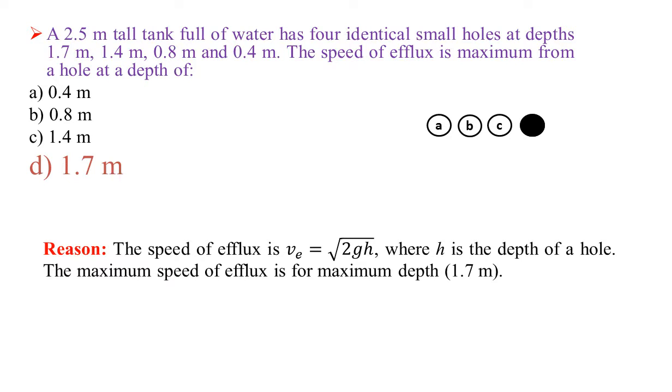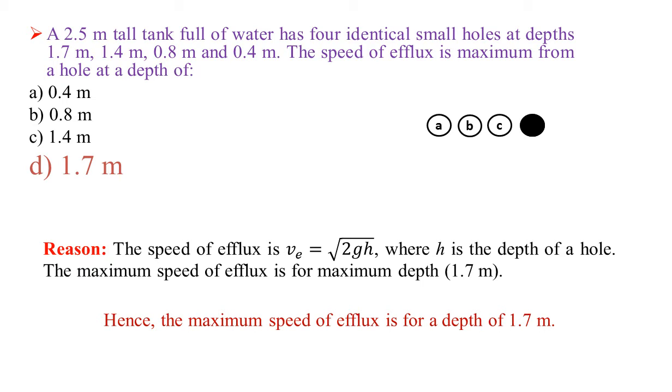Reason: the speed of efflux is Ve = √(2gh), where h is the depth of a hole. The maximum speed of efflux is for maximum depth, which is 1.7 meter. Hence, the maximum speed of efflux is for a depth of 1.7 meter.